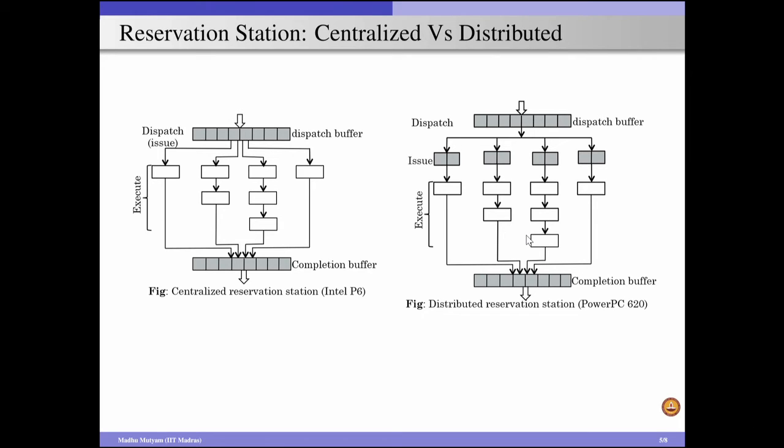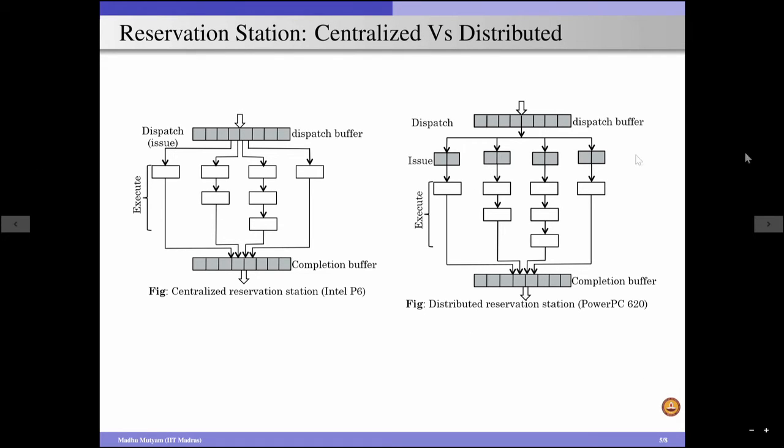So effectively there is a trade-off. Whether we want to efficiently utilize all the entries in the reservation station, or whether we want to have lesser access latency to select an instruction from the reservation station. This type of distributed reservation station is implemented in IBM PowerPC.